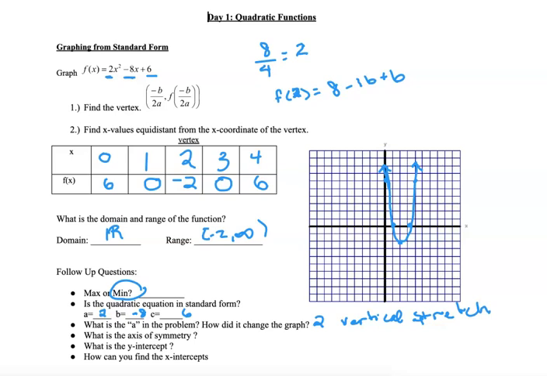The axis of symmetry is always x equals and then the x value of the vertex, so x equals 2. The y-intercept is the point 0, 6. And we get the x-intercepts by setting f of x equal to 0 typically. We got lucky this time because when we plugged in the points 1 and 3, we got out the x-intercepts.